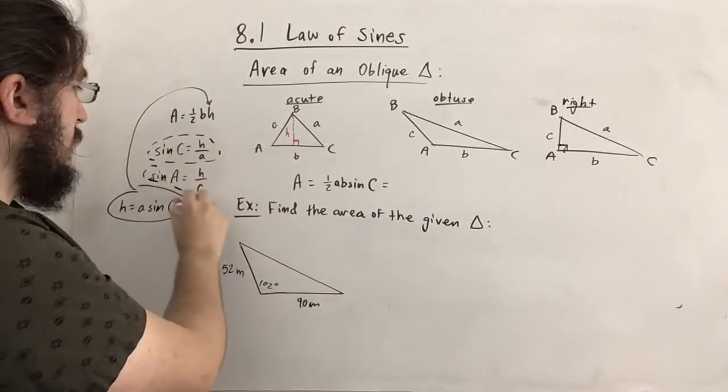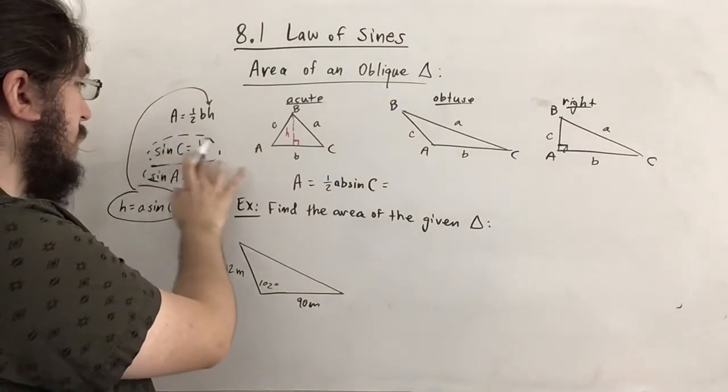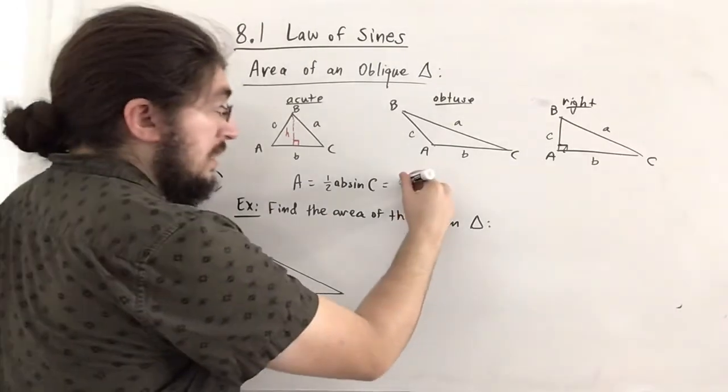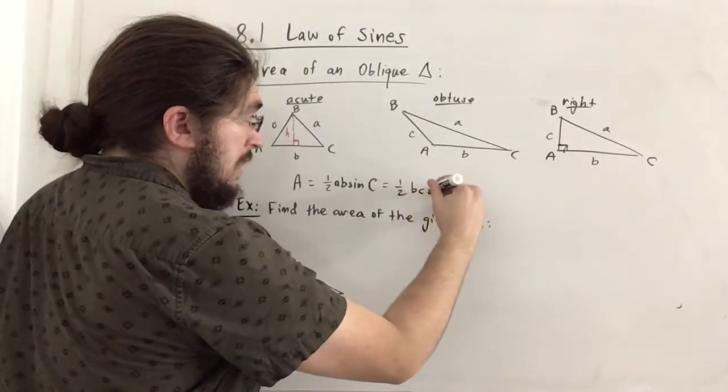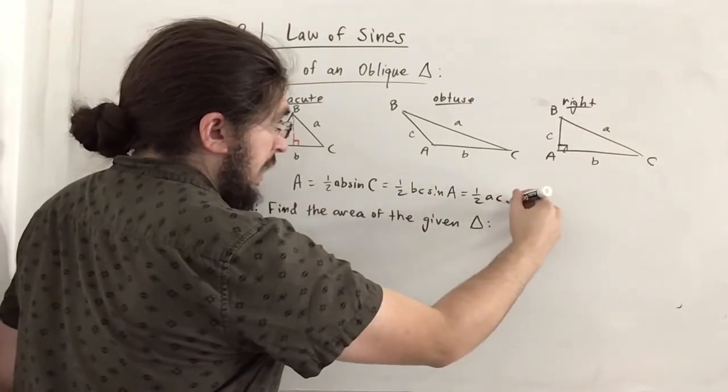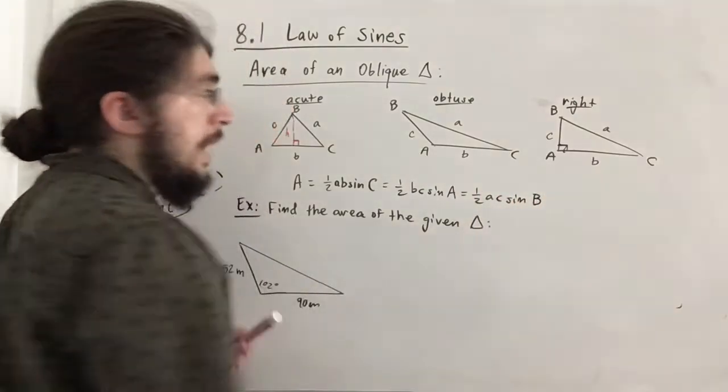Well, actually, I use that one. Using this one instead of that one. There we go. Is what I meant to say. Awesome. So in other words, this is equal to 1/2 BC sine of the other angle, which is A, or 1/2 AC and sine of the angle in between those, which would be capital B.